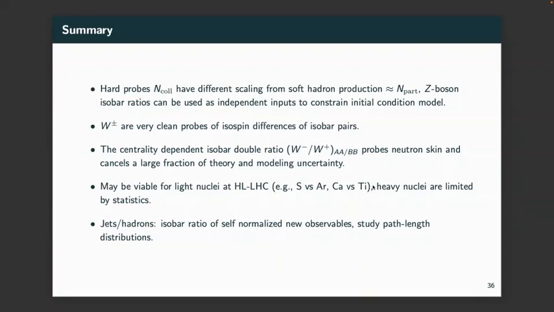And finally, at the very beginning, I also mentioned that the colorful probes, which are not explored too much right now regarding mapping out the exact geometries, you can consider new soft normalized observables to study path length distributions.